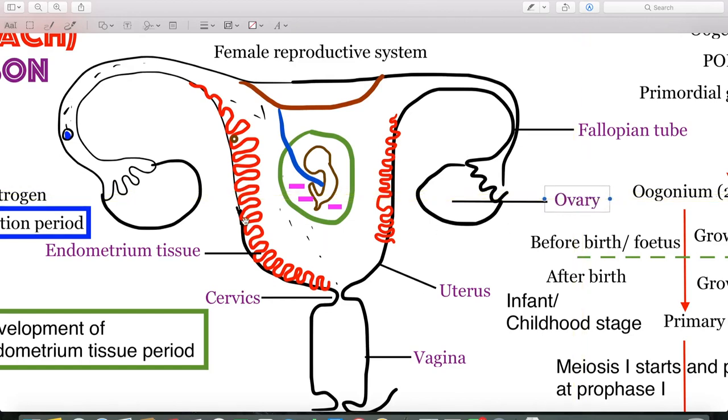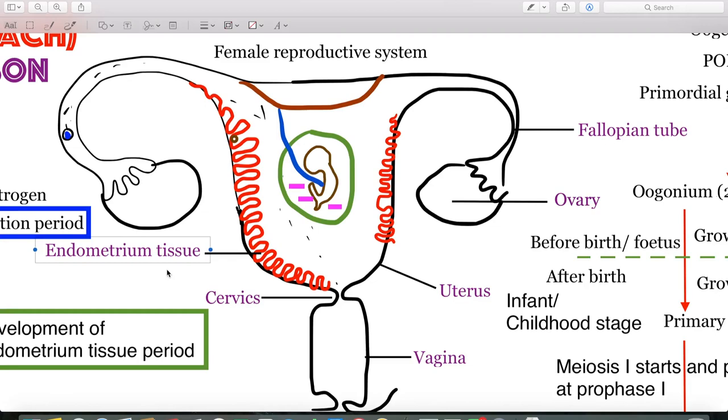Now, the other thing that you will need to know, which you didn't learn in PT1 or PT3, is what you call the endometrium tissue, which grows on the uterus wall. The endometrium tissue will get renewed every time the female goes through the menstruation cycle. We will look into that in a short while: what it does, how it is maintained, and how it is renewed over a period of time through the menstruation cycle.